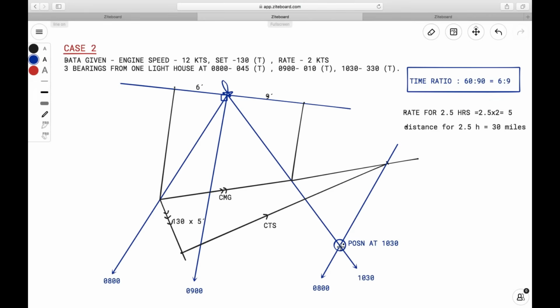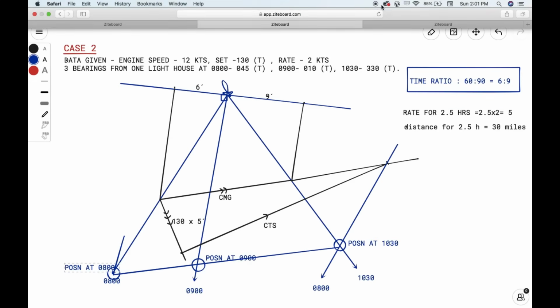That will be somewhat like this, parallel to this, because this line is parallel to your CMG. Parallel to your CMG from this point, you will get the position, that's your position at 0900, and this is your position at 0800. So this is how you do case 2.